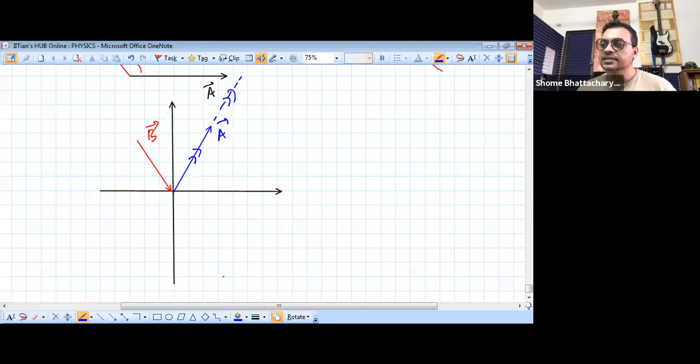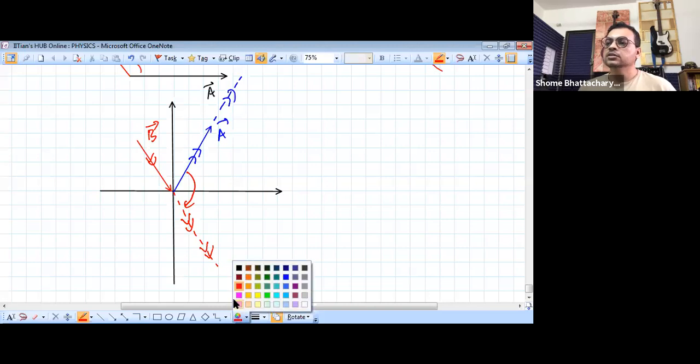Whereas how does B act? B acts like this. So I'll have to extend B's line over here, and understand that B's arrow is pointing like this. So the angle between this arrow and this arrow will be this. If these two angles are 60 and 60, you can see that this angle here will become 120.